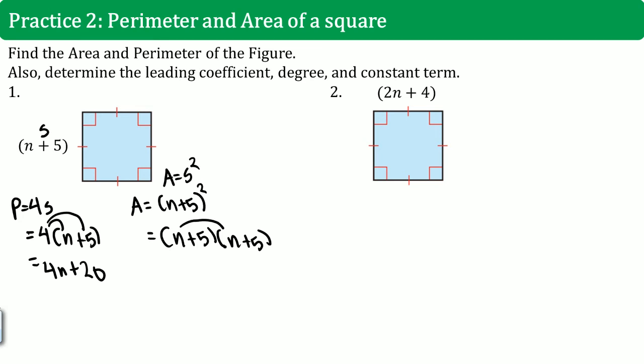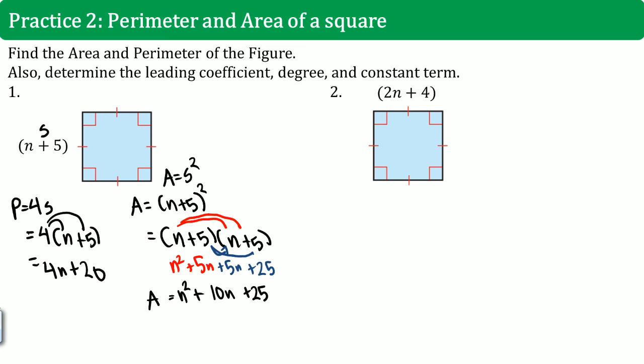N times n, oh, let me change color so you can see the distributive property done correctly. N times n is going to be n squared. N times 5 is 5n. Then we move on to the next term, which is 5. 5 times n is 5n, and 5 times 5 is 25. If you combine the like terms, 5n plus 5n gets you 10n. Bring down the n squared plus the 25. So that's the perimeter, 4n plus 20. The area is n squared plus 10n plus 25. Notice the area is always a higher degree.